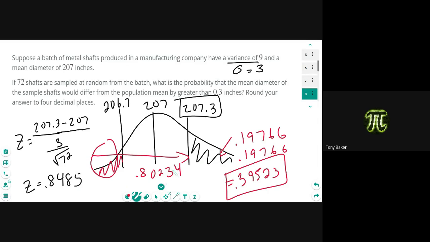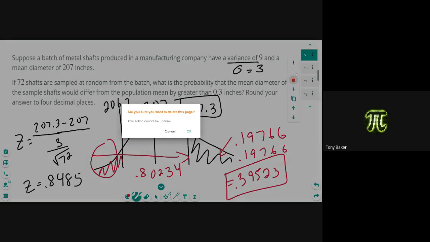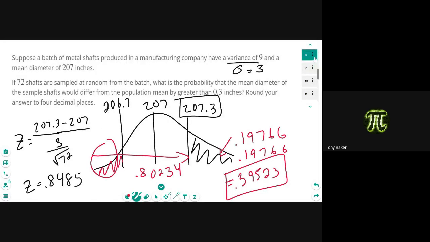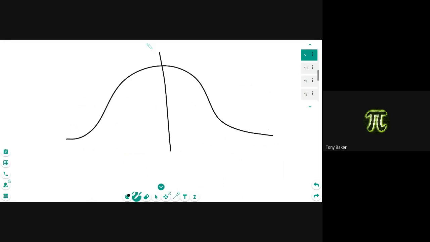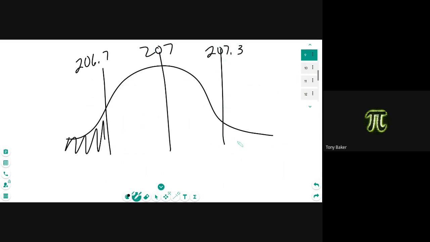Because remember, the number you're looking at in here is always from the left all the way over. More than 207.3 and less than 206.7. Give me 1 second, I'm going to read. Okay, so here's my thing. I'm looking from 206.7 to 207.3, and I'm looking at this spot and that spot, correct? That's what I'm looking for.